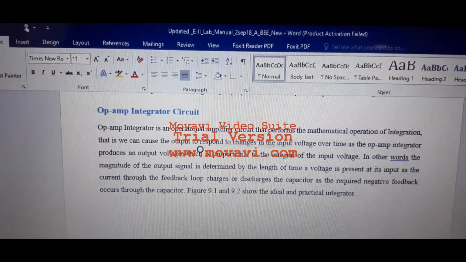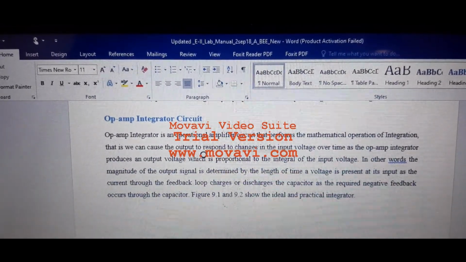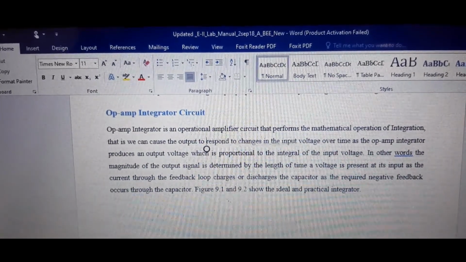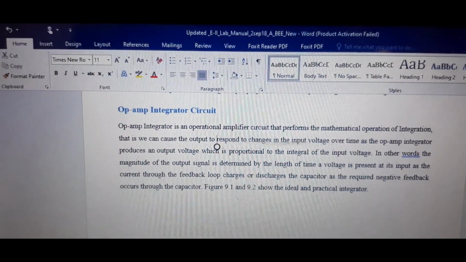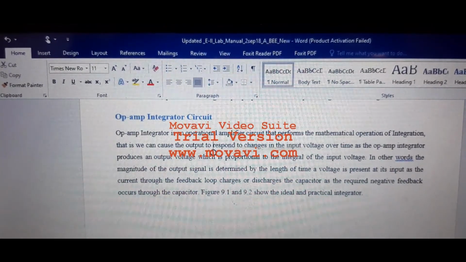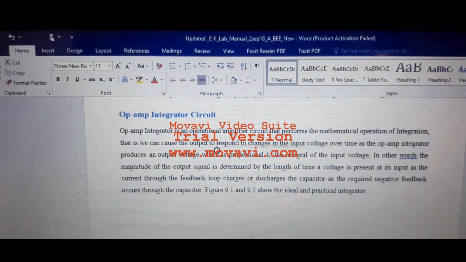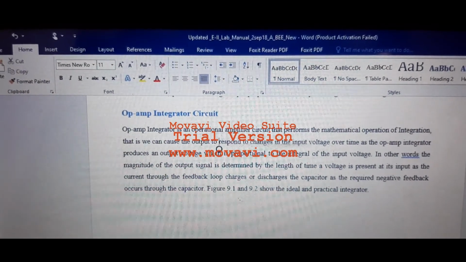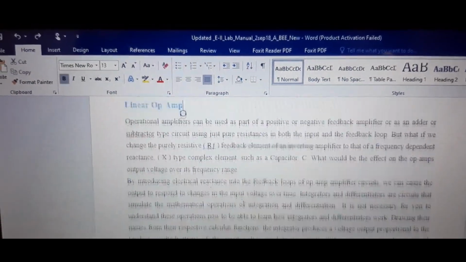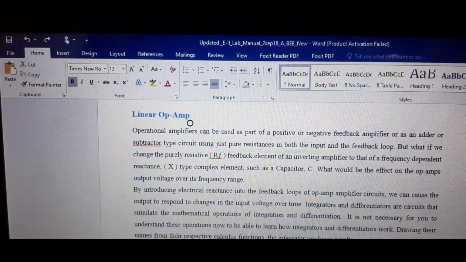This operation is basically used in the integrator and the differentiator, where the output changes with respect to time. So what is an integrator circuit? Using an op-amp, we make a circuit that performs the mathematical operation of integration, that is, change with respect to time. We cause the output to respond to change in the input voltage over time.